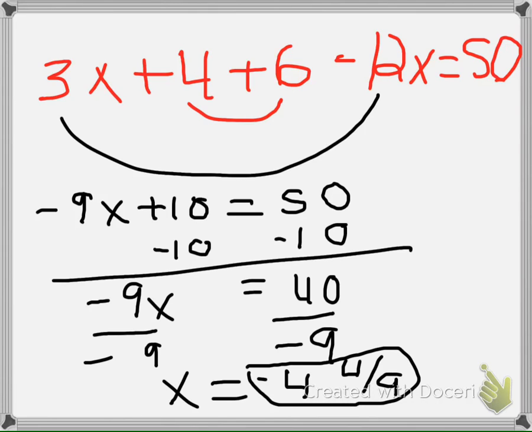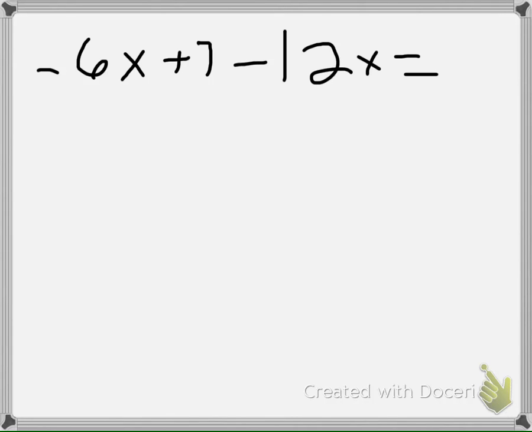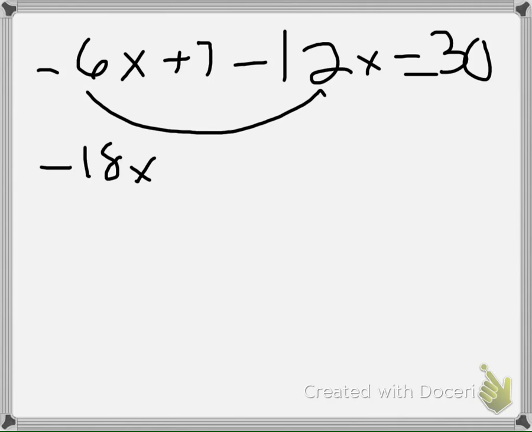Last problem. Write this down. -6x plus 7 minus 12x equals 30. Stop the video. Start it again when you've done the problem. Combine like terms. -18x plus 7 equal 30.